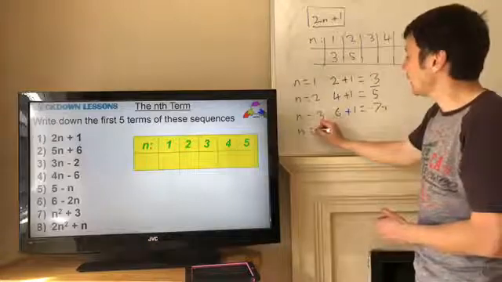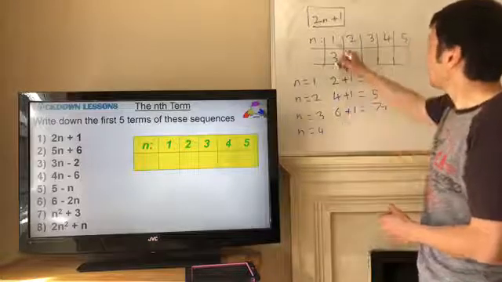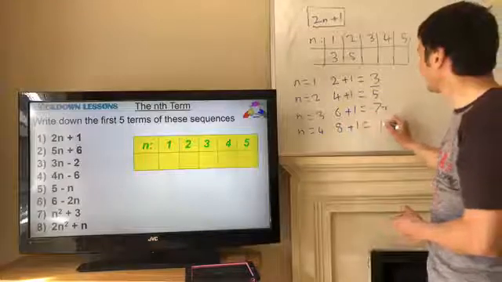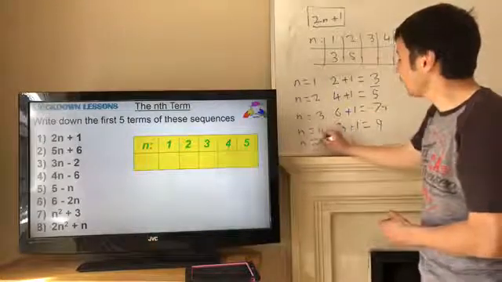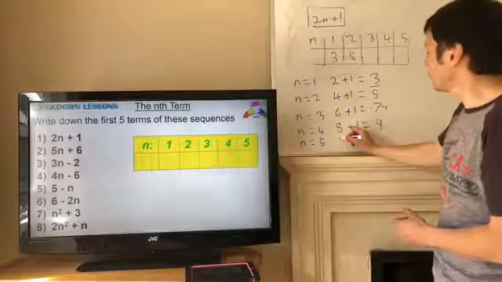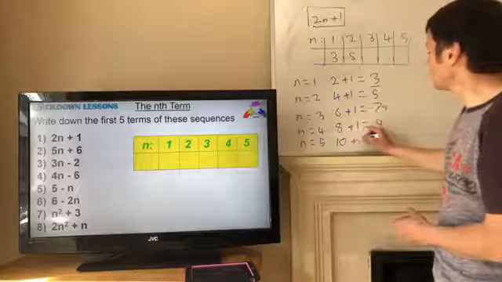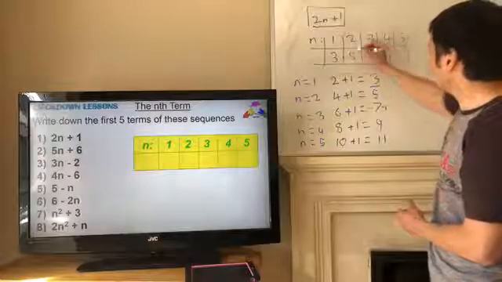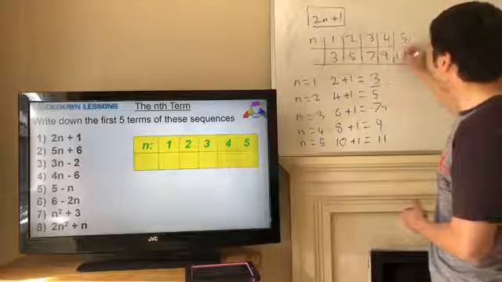Then we're going to do n equals 4. So 2 times 4 is 8, plus 1 equals 9. And finally, n equals 5. 2 times 5 is 10, plus 1 equals 11. So my sequence goes 3, 5, 7, 9, 11.